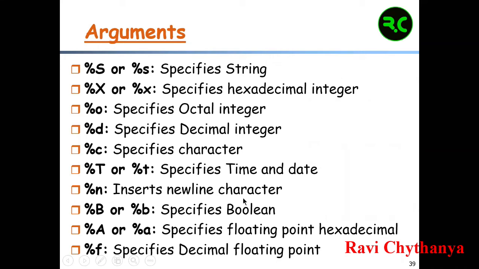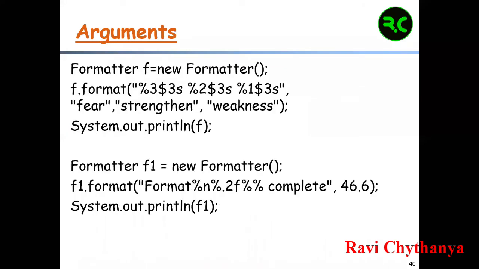It is not /n, it is percentile n. And percentile b or small b is going to have the boolean value, and a and small a is going to be floating point hexadecimal, and percentile f is going to be decimal floating point. Okay, percentile 0.5 f is going to be a decimal floating point number. And here we have some examples over here.